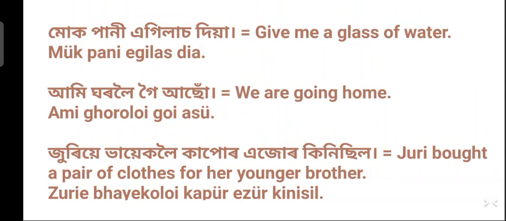Many people just skip the oloi, or loi. For example, ami Guwahati loi goi asu. We are going to Guwahati. Many people just say ami Guwahati goi asu. Or many also use the ot, which is originally the locative suffix, like ami gharot goi asu. But in standard, it's oloi. Ami gharoloi goi asu.